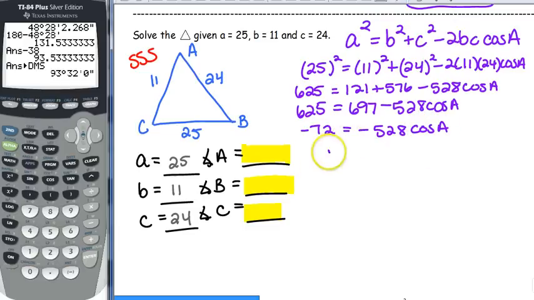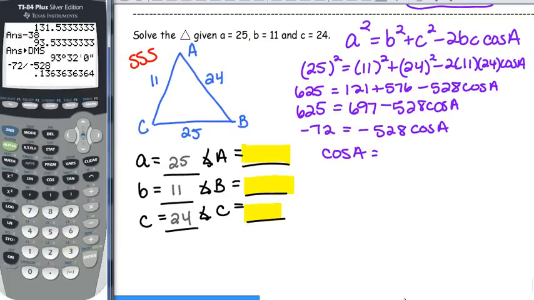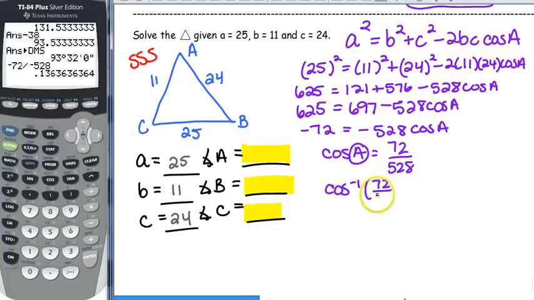We divide. So we have cosine of A is equal to, let's see if this turns out nicely, negative 72 divided by negative 528. Not really. So I'm going to keep that as a fraction. I know my negatives cancel, making it positive. And I know this would reduce down, but it doesn't really make a difference. We are solving for an angle, so I want the inverse cosine of that fraction. So I do inverse cosine of that whole answer. My decimal's already stored in there from dividing.